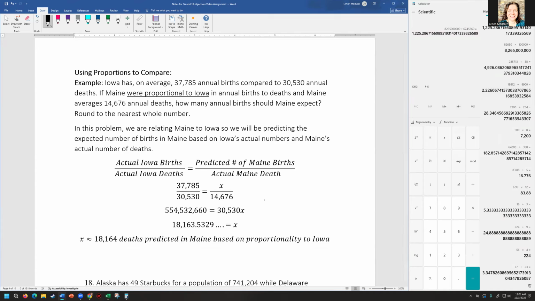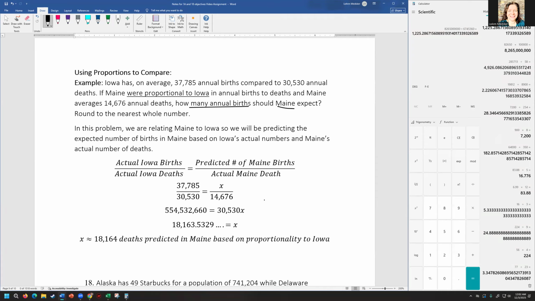So Iowa has on average 37,785 annual births compared to 30,530 annual deaths. If Maine was proportional to Iowa in annual births to deaths, so we're comparing birth over death, and Maine averages 14,676 annual deaths, so here's the key. How many annual births should Maine expect? So we are looking for the births in Maine. That is the X, okay?